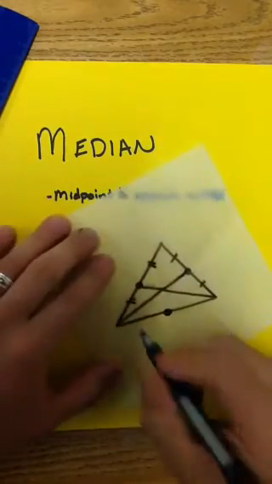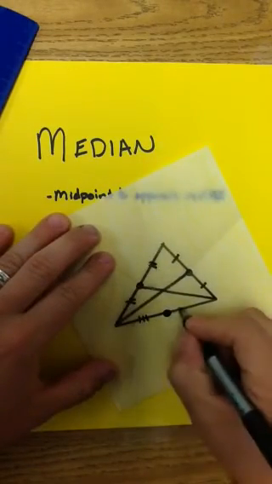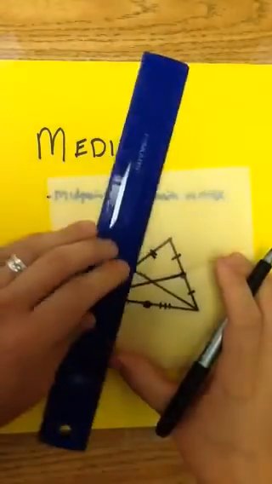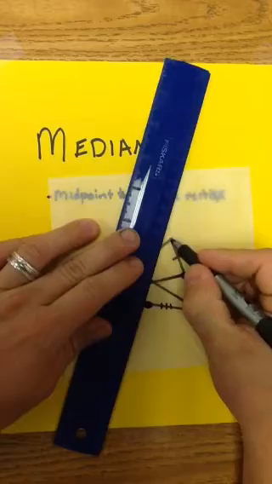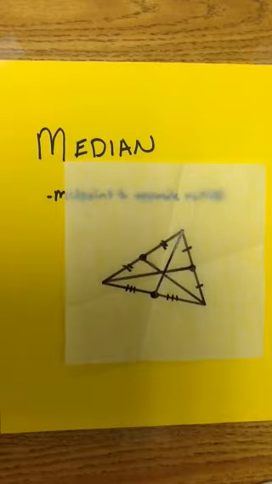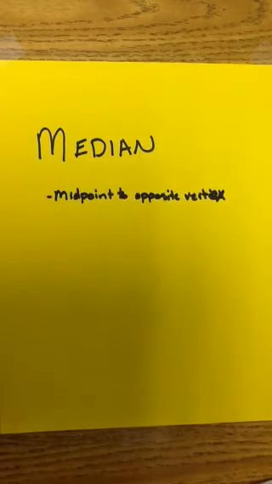There's my midpoint. Go ahead and mark that side as congruent. And then to create the median, I'm going to go from the opposite vertex through the midpoint. Notice I have three medians on every triangle because I have three sides of a triangle.